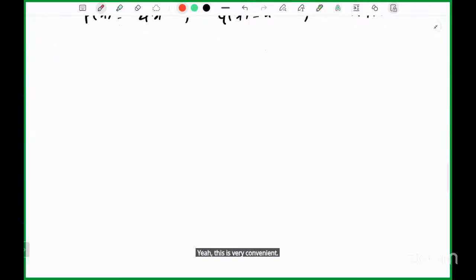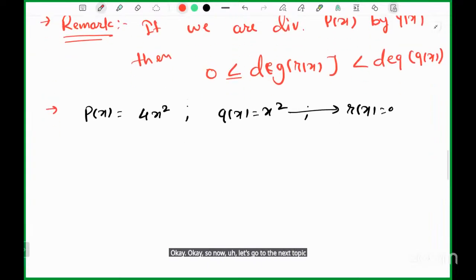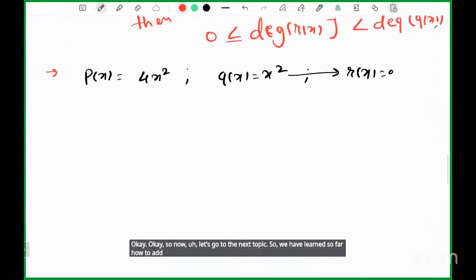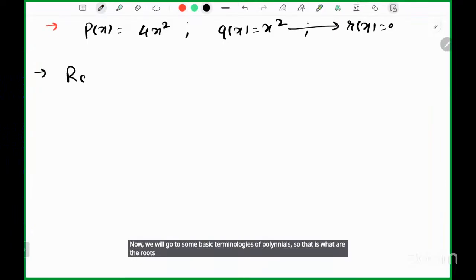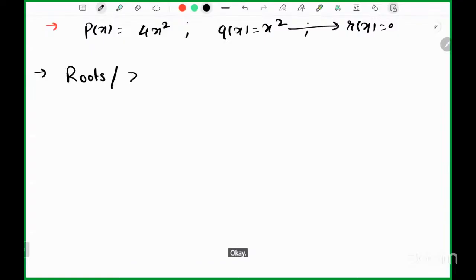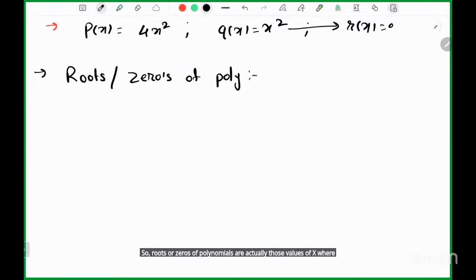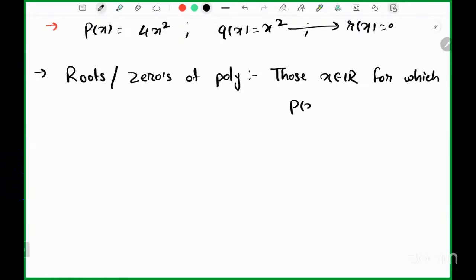Okay, so now let's go to the next topic. We have learned so far how to add, multiply, and divide polynomials. Now we will go to some basic terminologies of polynomials, that is, what are the roots or zeros of polynomials. Roots or zeros of polynomials are those values of x where P of x becomes 0, right? So these are those x belonging to the real numbers for which P of x is equal to 0.